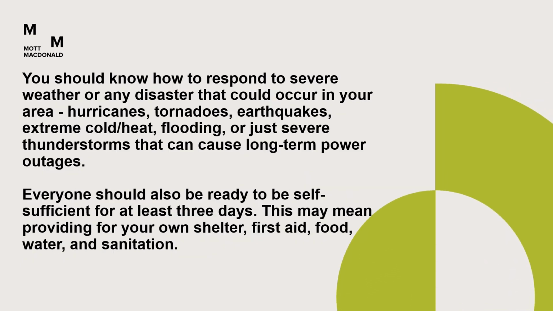You should know how to respond to severe weather or any disaster that could occur in your area. Hurricanes, tornadoes, earthquakes, extreme cold and heat, flooding, or just severe thunderstorms can cause long-term power outages. Everyone should be ready to be self-sufficient for at least 3 days. This means providing for your own shelter, first aid, food, water, and sanitation.